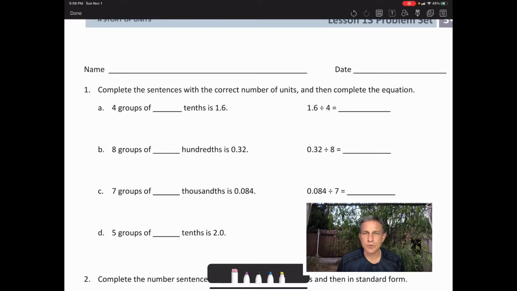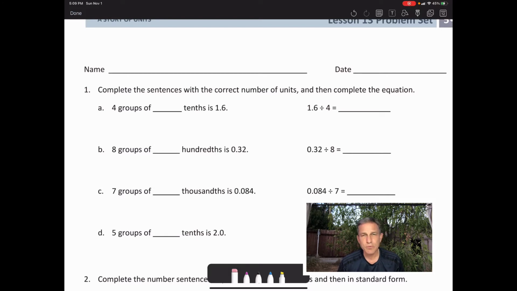All right, for the lesson 13 problem set, we're going to start dividing a decimal by a whole number. So for number 1A, they want us to complete the sentence and then complete the equation to the right. So it says 4 groups of how many tenths equals 1 6/10.